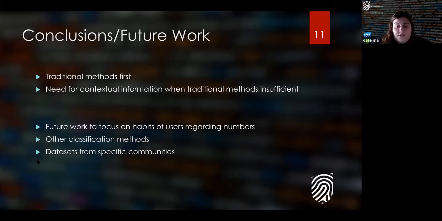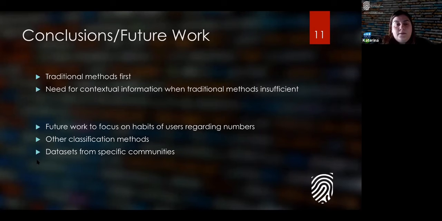the recovery process. So part of our future work, because we've seen that there's a lot more to be done with the number fragments, we want to look at the habits of users regarding numbers, and how we can better classify the number fragments. We also want to look at different language models for letter fragment classification.